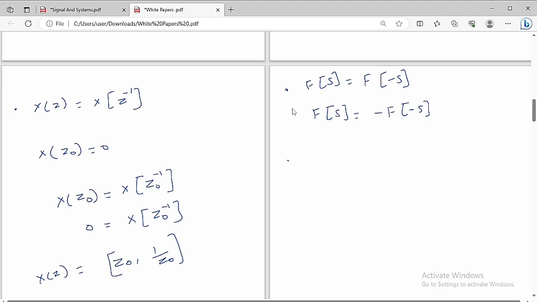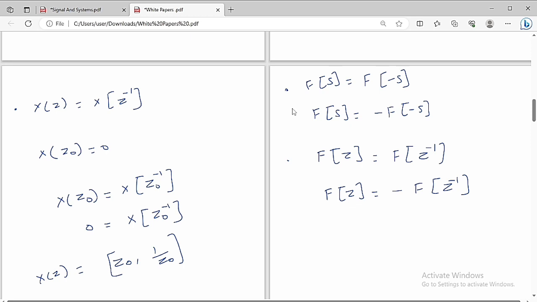Similarly, if f(z) is equal to f(z^-1), then we say the given signal is said to be an even signal. Similarly, if f(z) is equal to minus f(z^-1), then the given signal is said to be an odd signal. This is in the discrete time case. I already told you this so many times.